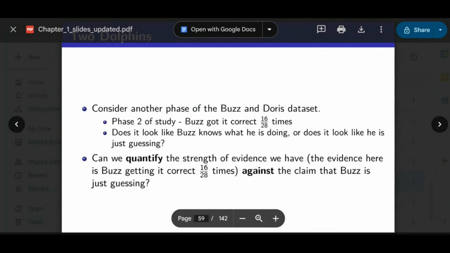Isn't it tantamount to you taking a true-false test now with 28 questions and only getting how many correct? If we take a true-false test with 28 questions, and you want to draw a parallel with the dolphin, you get 16 right. Is that an impressive score for a true-false test? No, it's not. Why? It's very close to 50%, isn't it? 50% is 14 out of 28.